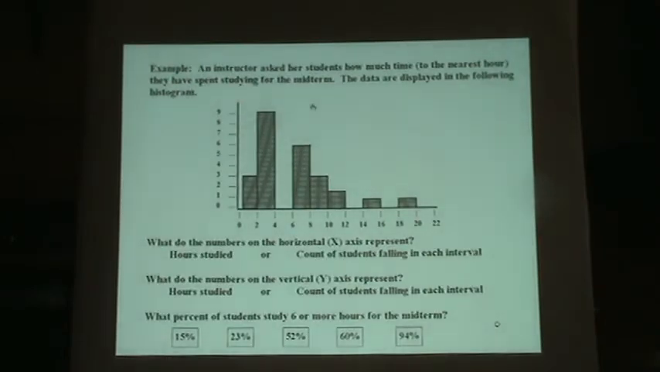Here's an example. An instructor asked her students how much time, to the nearest hour, they have spent studying for the midterm. The data are displayed in this chart, and there are 3 questions here. What do the numbers on the horizontal or x-axis, that's this axis right here, represent? What do the numbers on the vertical axis represent? And you have 2 choices. And then, what percent of students study 6 or more hours for the midterm?